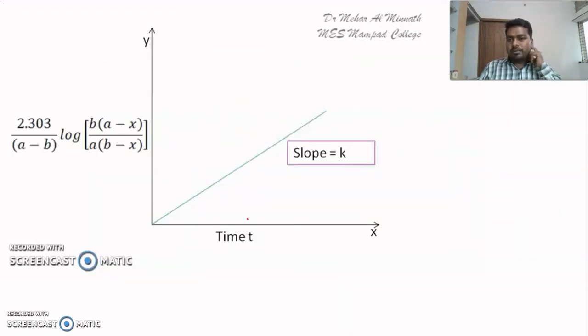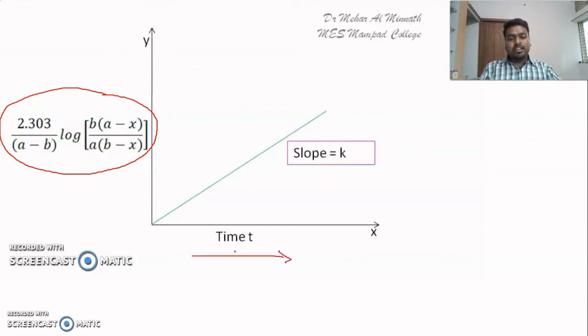Then, if you draw the graph of this term, 2.303 divided by a minus b into log of b into a minus x over a into b minus x, using experimental data, put this on the y axis, and time on the x axis, because time is the independent variable and this is the dependent variable. If you find the slope, we are going to get a positive slope. This is the graphical representation of this curve.